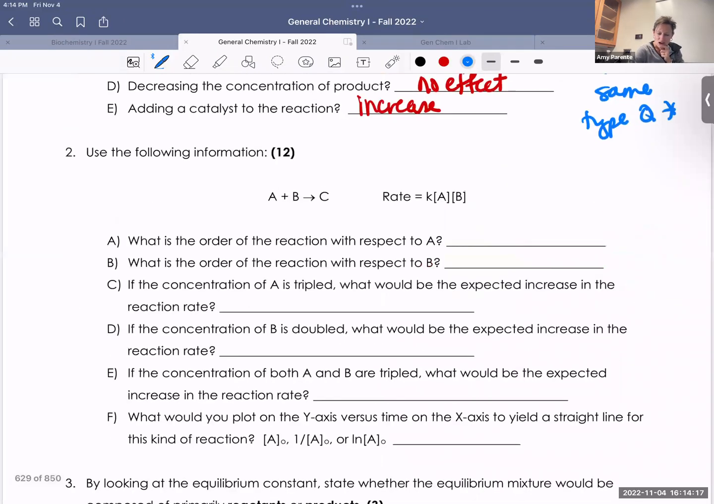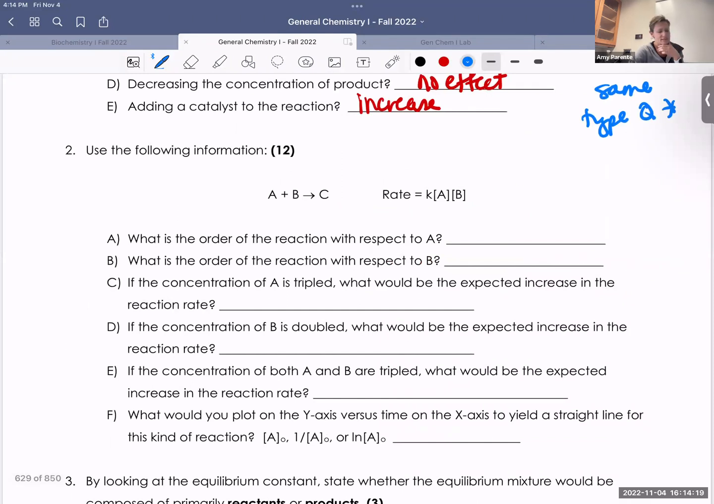All right, now we've got some stuff that looks more like the stuff that we've talked about with regards to rate. Okay, here's a chemical equation, here's a rate law, answer some questions with it. Okay, so using the following information, what is the order with respect to A?